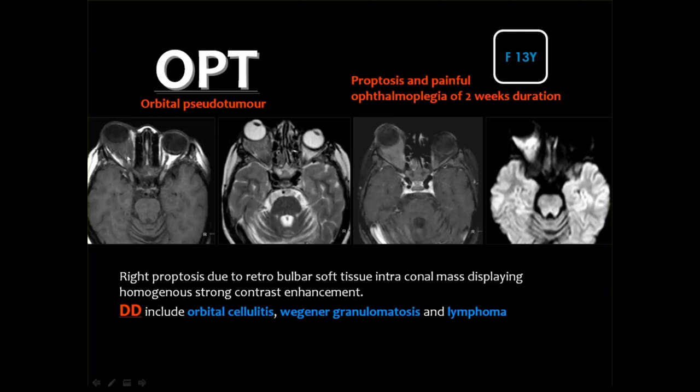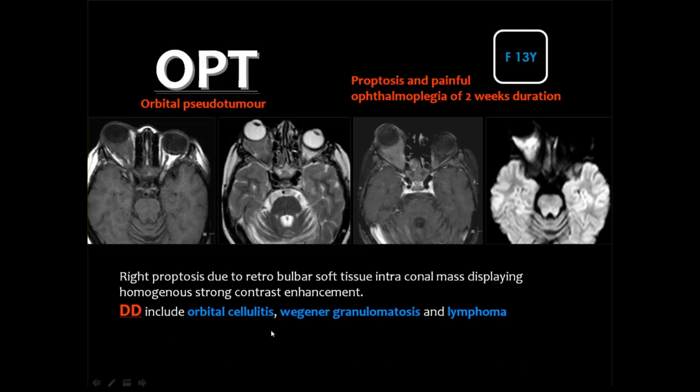And this is another example of orbital pseudotumor. You see obliteration of the fat by an ill-defined hypointense lesion, and this lesion is of intermediate signal in the T2 with somewhat enhancement and diffusion restriction. Then, do you think that this is Erdheim-Chester disease? No, because the enhancement is not that strong, and the lesion in the T2 weighted image is not of very dark signal.